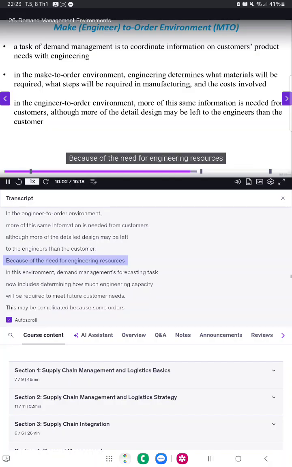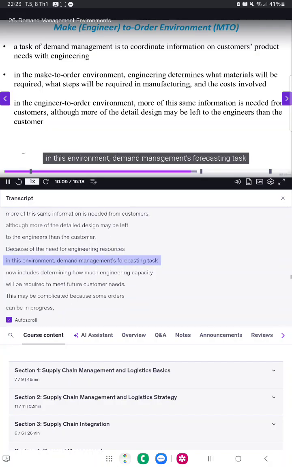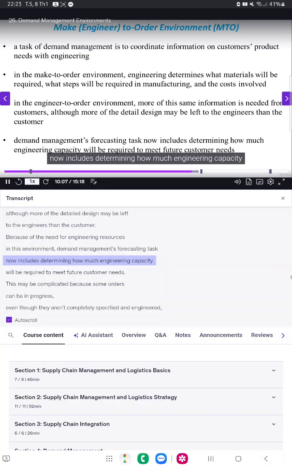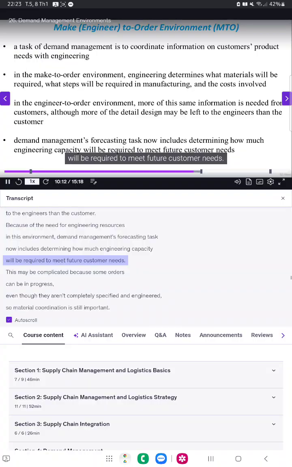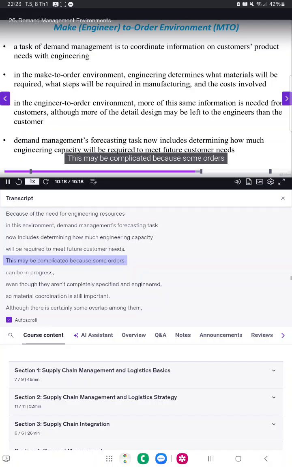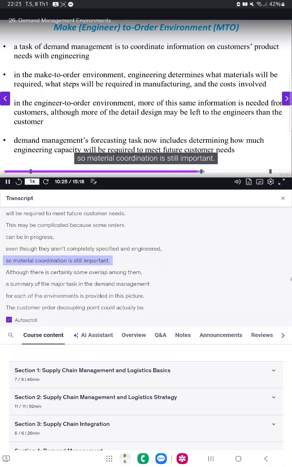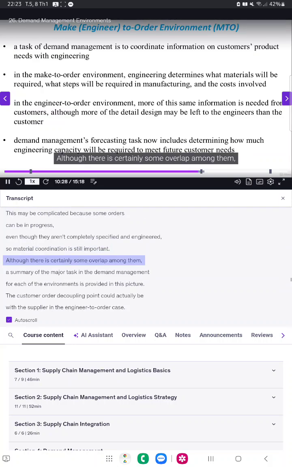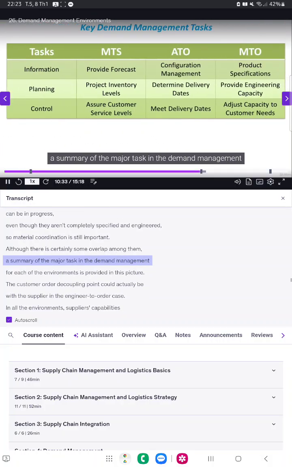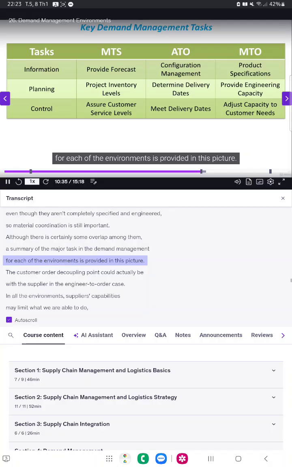Because of the need for engineering resources in this environment, demand management's forecasting task now includes determining how much engineering capacity will be required to meet future customer needs. This may be complicated because some orders can be in progress even though they aren't completely specified and engineered, so material coordination is still important. Although there is certainly some overlap among them, a summary of the major tasks in the demand management for each of the environments is provided in this picture.